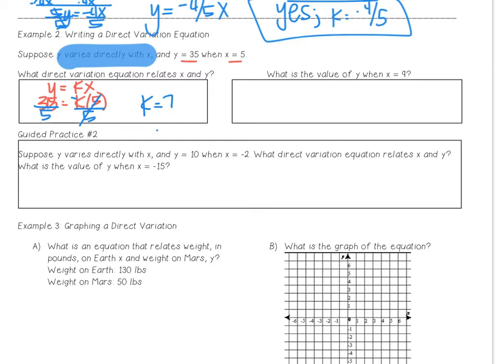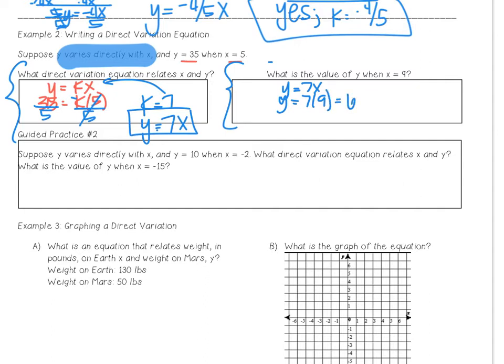Now take 7 and plug it back into y equals kx, so it's going to be y equals 7x. That's your equation. That's the answer to this first box. Then they want to know what is the value of y when x is 9. So we're going to take our equation, y equals 7x. We're going to figure out what y is when x is 9. So it looks like y is going to be 63 when x is 9.